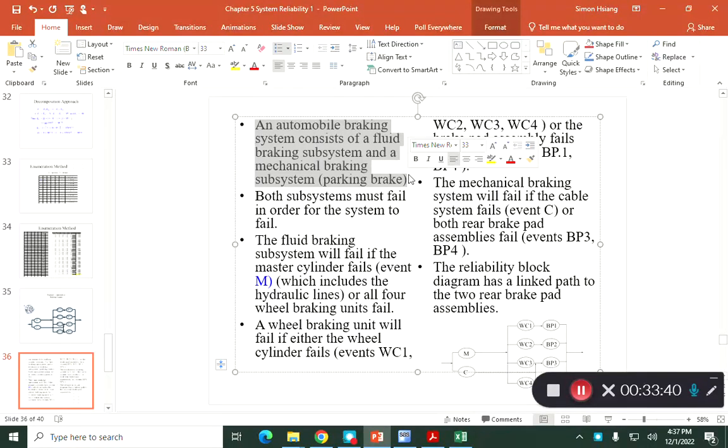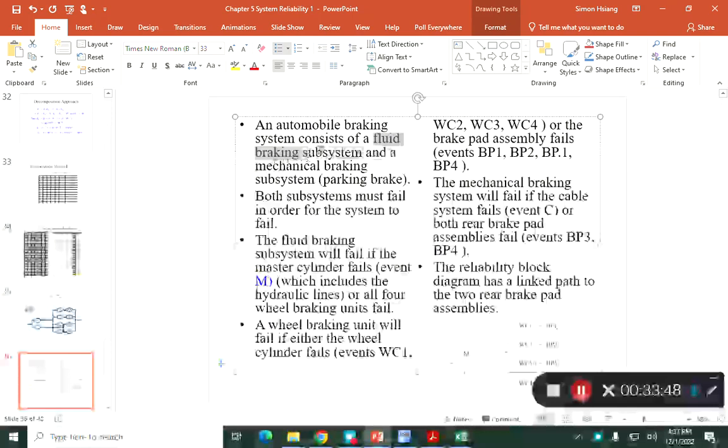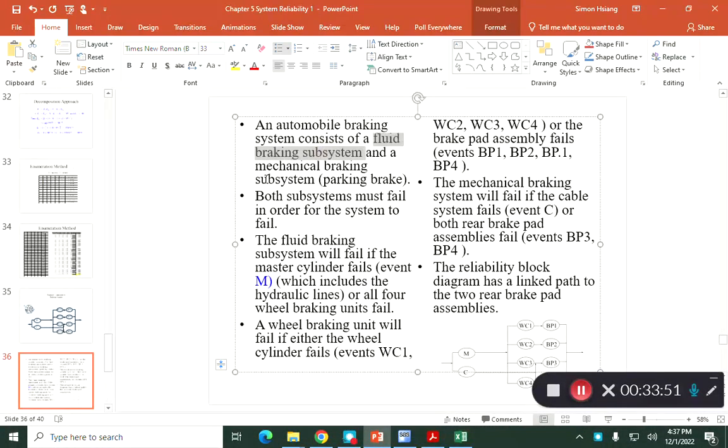Okay. And so you have 2 brakes. You have a mechanical brake and a fluid brake, okay? So you add braking fluid, and then you have the main mechanical brakes. Both systems must fail in order to have the system crash. The fluid system fails if the master cylinder fails. It's called event master cylinder, M, which includes some hydraulic lines, and all wheel braking units fail. So as long as one braking unit is working, it's not a failure.